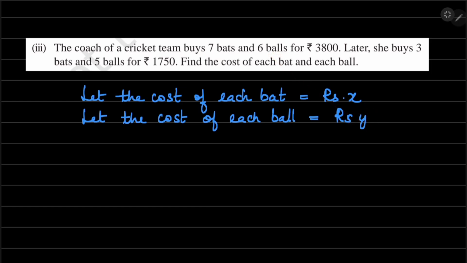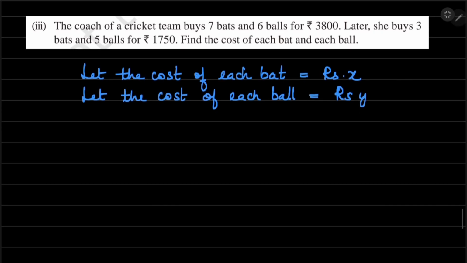The same way, the first equation can be written with the first line in the word problem, right? So 5 bats, each bat is x. So the cost of 7 bats will be 7x plus 6 balls. Each ball is y. So 6 balls, it is 6y. So the total cost is 3,800. This is your equation number 1.